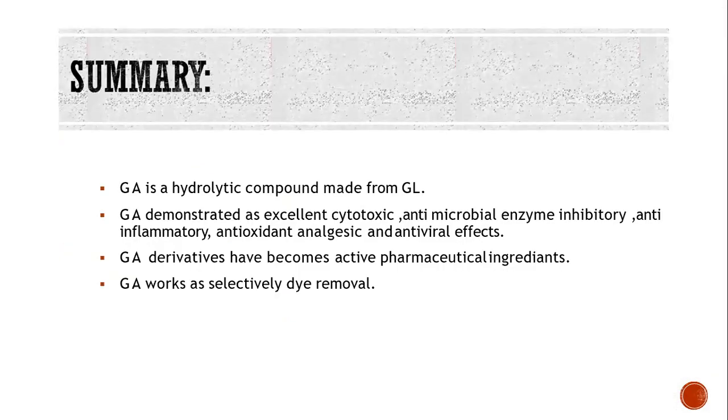Summary. GA is a hydrolytic compound derived from GL, which is basically licorice, a compound sweeter than sugar and used in many other fields. GA demonstrated excellent cytotoxic, antimicrobial, enzyme inhibitory, anti-inflammatory, antioxidant, analgesic, and antiviral effects. GA works as a selective dye remover. Therefore, GA has become an active pharmaceutical ingredient.